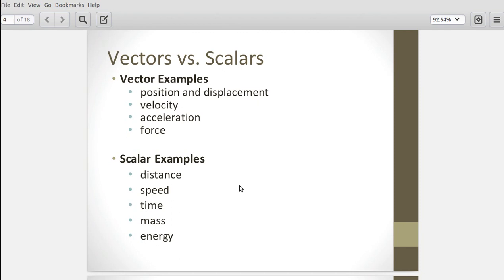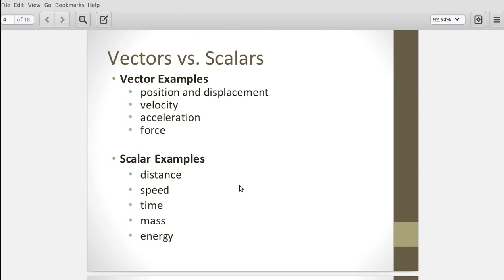Some scalars are distance, speed. So we're starting to see the difference between, you know, distance and displacement, speed and velocity, stuff like that. That's basically one of the things that separates the two. Time is a scalar, mass is a scalar, energy is a scalar. There are some other ones out there, temperature, things like that. So they can be sufficiently described with just a number.